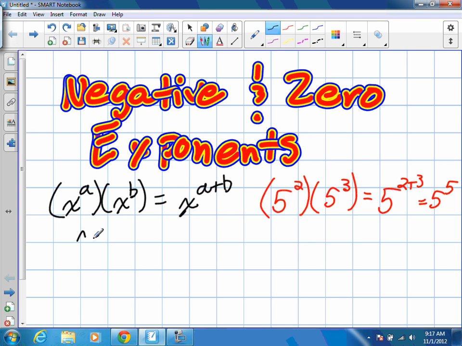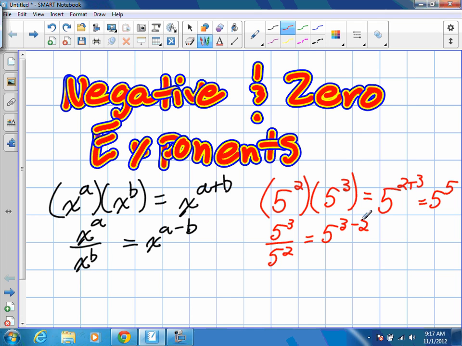Second rule I want you guys to remember is if we're dividing exponents with the same base. Okay? We would leave the base the same again. And instead of adding, we do what? Subtract the exponents. So let's use those same numbers. Let's say we have 5 to the power of 3 divided by 5 to the power of 2. That's the equivalent of 5, 3 subtract 2. We always do the one on top from the one on bottom. We're left with 5 to the power of 1.